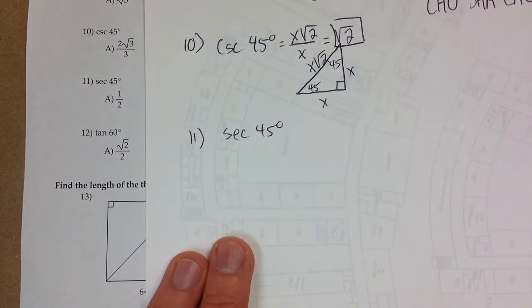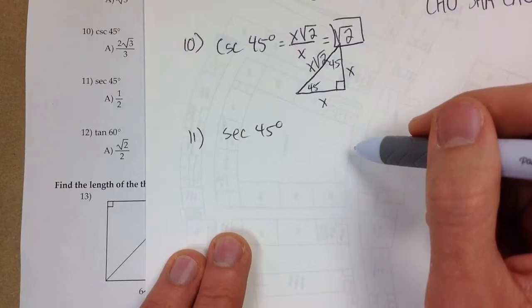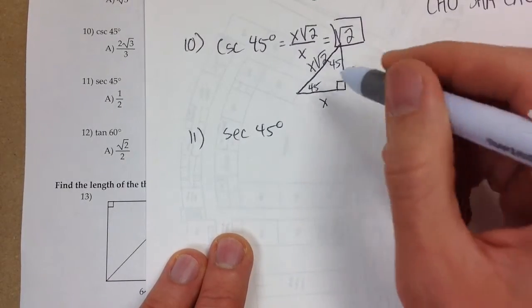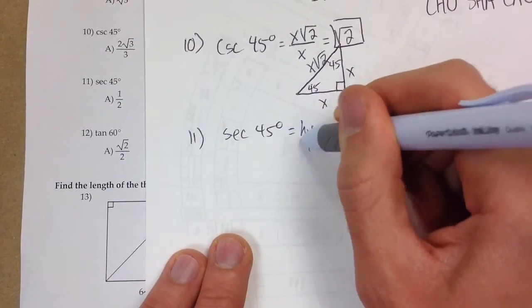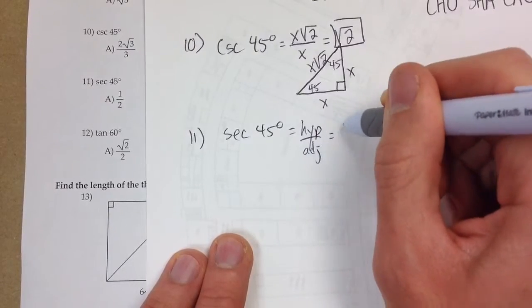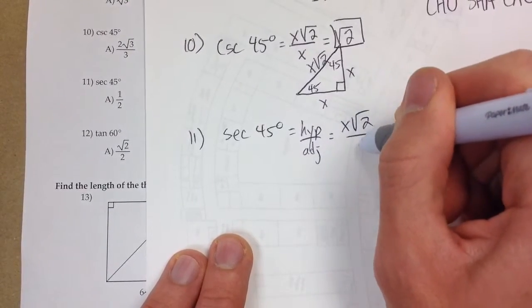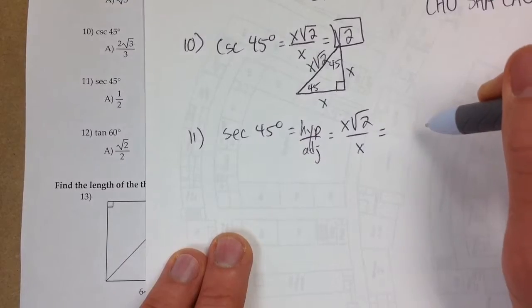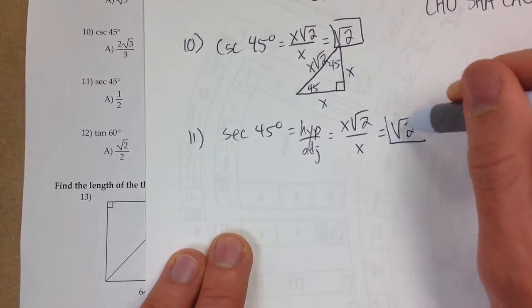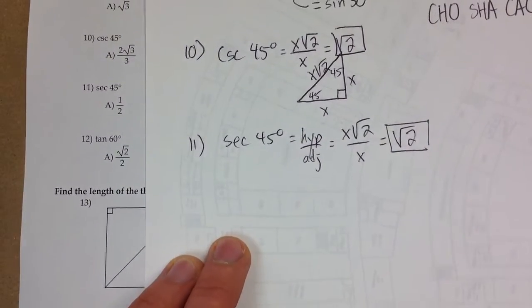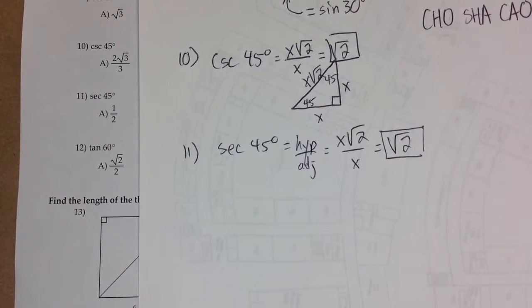11. Jessica, please tell me how to find secant of 45 degrees. Very good. Hypotenuse over adjacent. X radical 2 over x, which is radical 2. Please note that the secant of 45 degrees is equal to the cosecant of 45 degrees, because 45 degrees is its own complement.